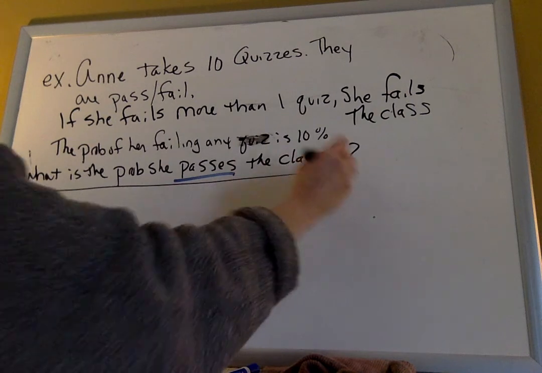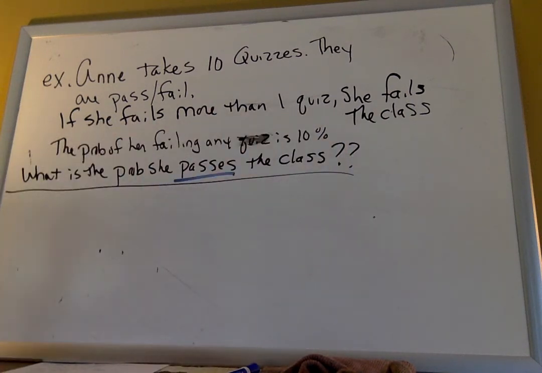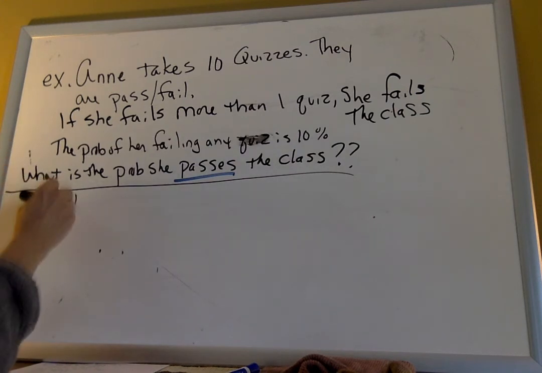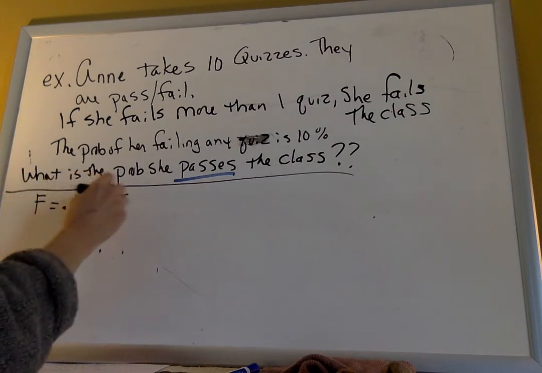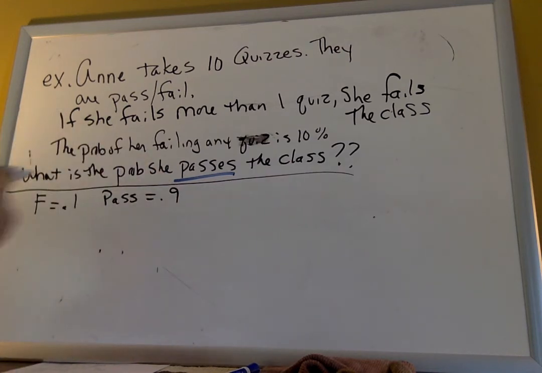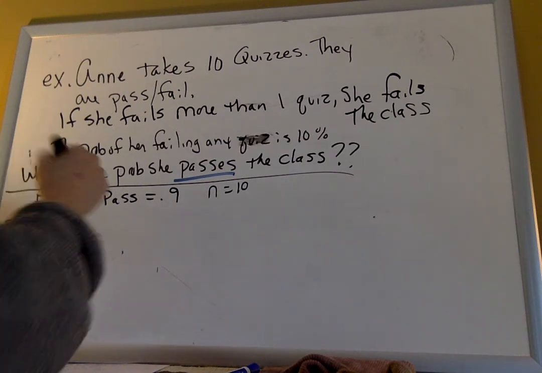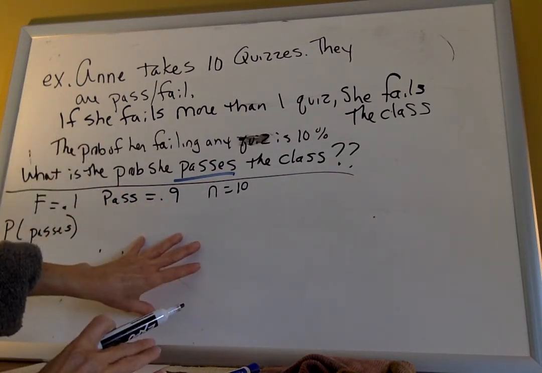Let's get some info though. I don't want to keep reading all these words. The probability of her failing a quiz is 10%, so fail is 10%, pass is 90%. She does have 10 quizzes. The probability she passes the class. Well, let's think about this. That might be a little confusing because now I'm thinking in a backwards way. I'm trying to show you, as a student, maybe I've gotten a little confused here. Let me just do some more scratch work.